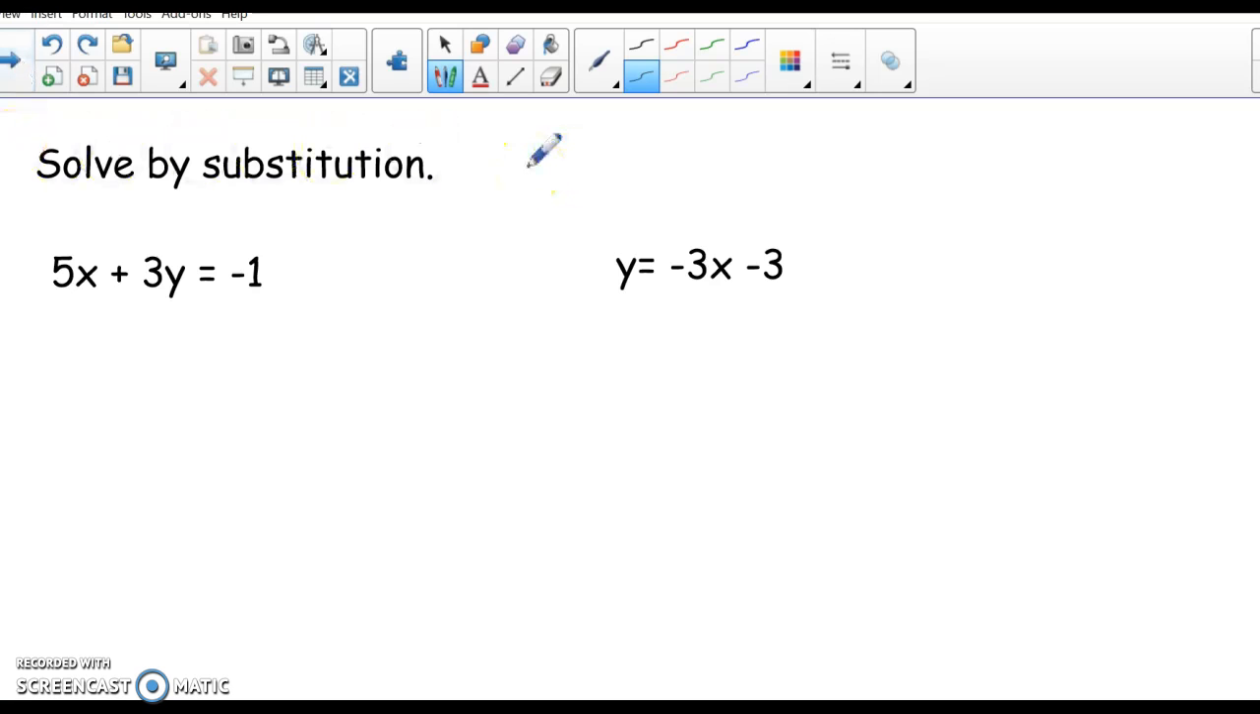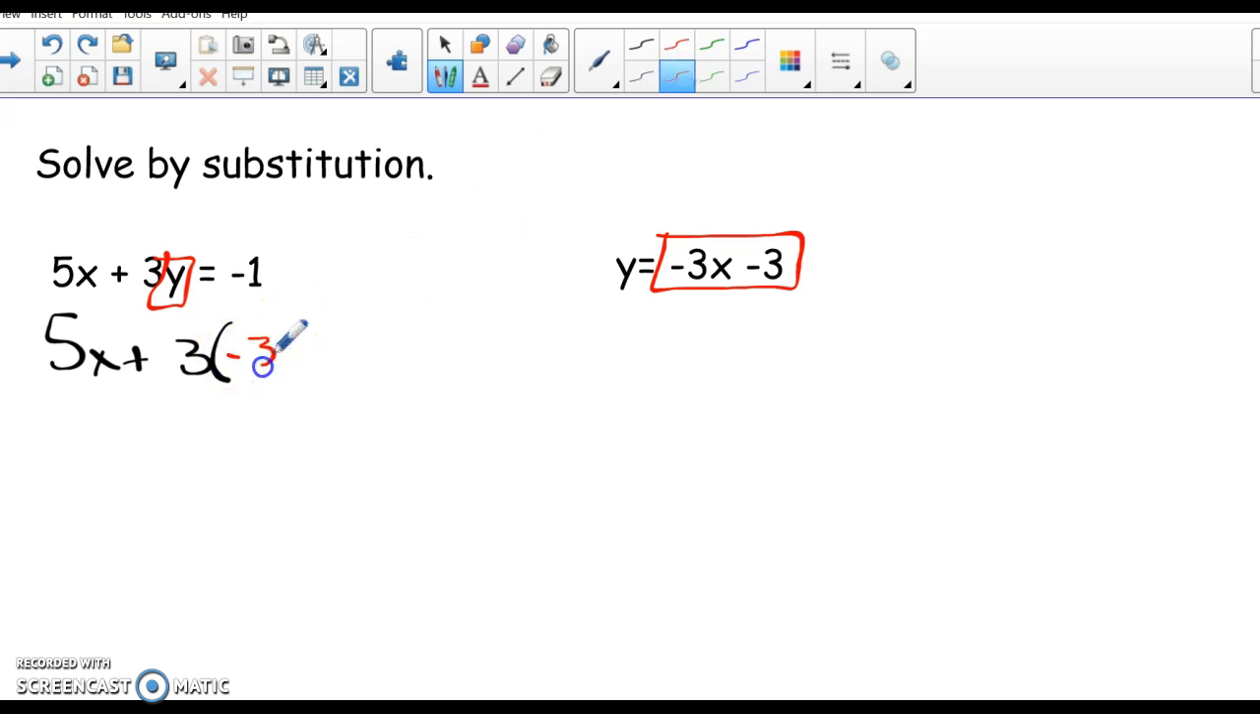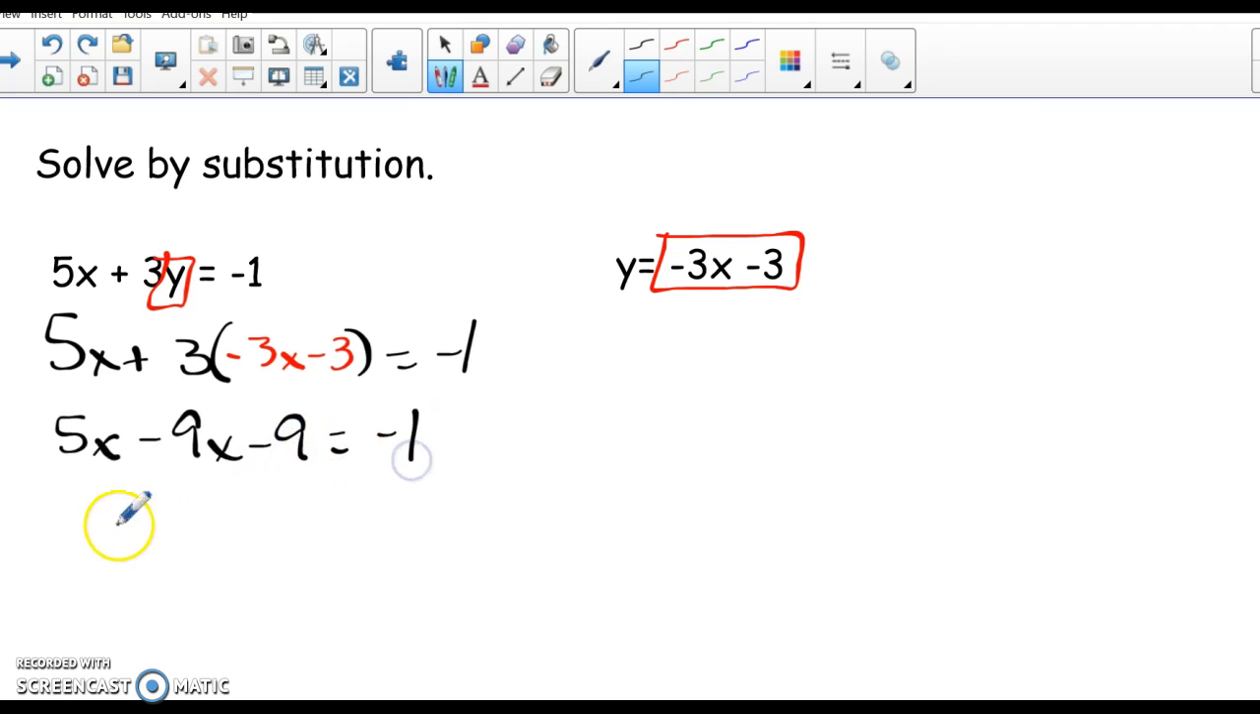Here we want to solve this one by substitution. You can plug it into Desmos to check, but one problem I'm going to ask you is to solve by substitution. This is already solved for y, so I'm going to plug this into this equation everywhere I have a y. So 5x plus 3 times -3x minus 3 equals -1. I use my distributive property. -9x minus 9 equals -1.